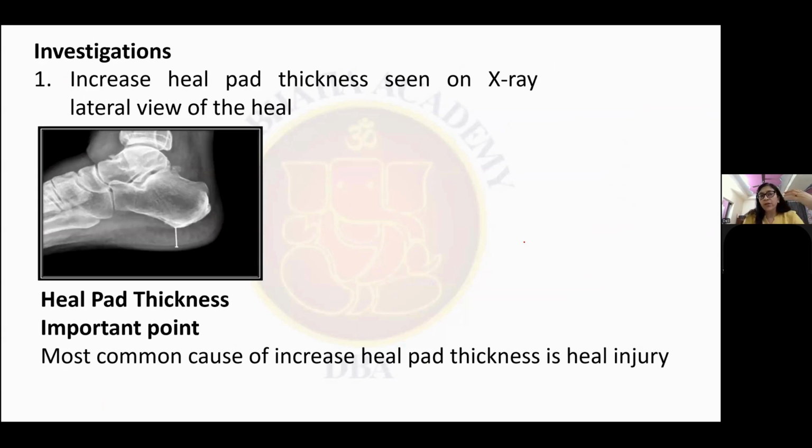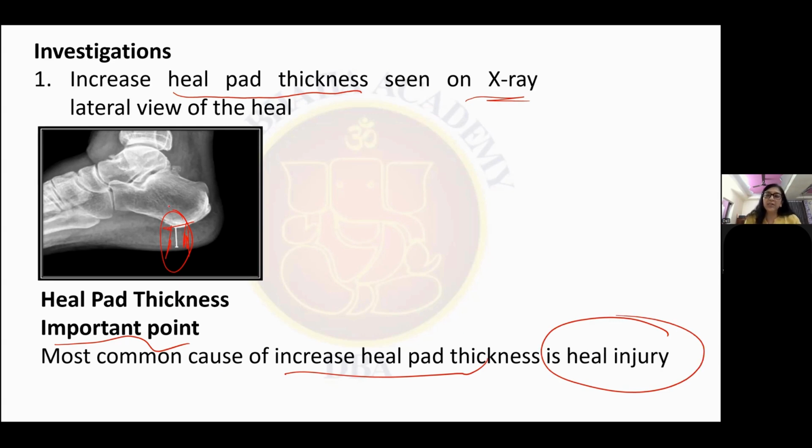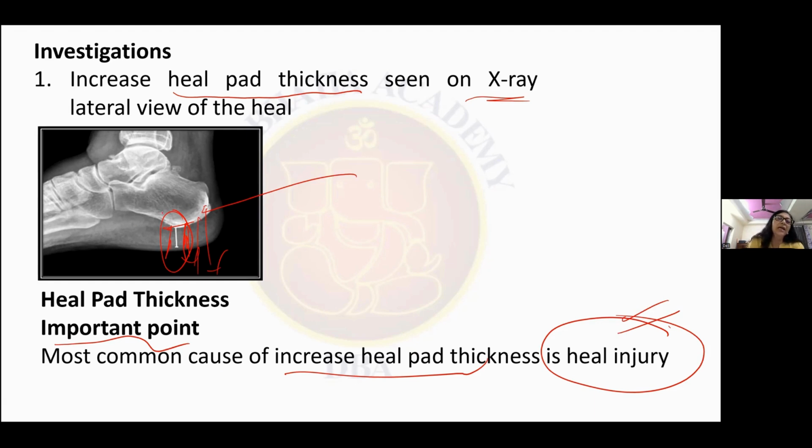If you try to evaluate the patient, now the investigation part, you have to measure the heel pad thickness. There is an increase of the heel pad thickness, which is seen on X-ray lateral view. You will find that there's a soft tissue enlargement so much that the heel pad thickness is increased. This is a very important point because the most common cause of increased heel pad thickness is otherwise heel injury. Suppose there is no other symptom of GH excess, but the heel pad is increased. That does not mean acromegaly. The most common cause of an increased heel pad is heel injury. But in acromegaly, in the absence of heel injury, there is increased heel pad thickness.